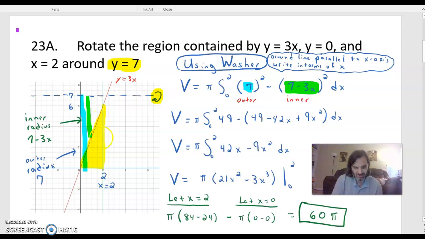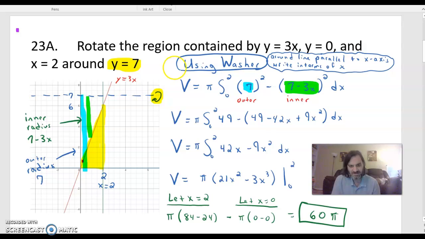So I've already graphed this, and it looks like a triangular region in the first quadrant. So y equals 3x, of course a regular sloped line, and then bound by the x-axis and x equals 2. And we're rotating that around y equals 7.